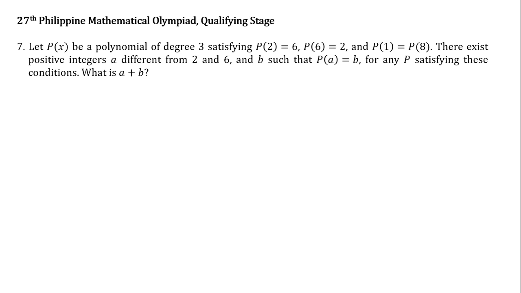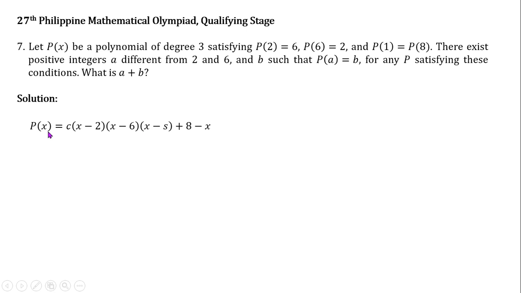Let's begin by creating a representation of the polynomial p of x by using the conditions that p of 2 equals 6 and p of 6 equals 2. So what information can we get from these two conditions? The condition that p of 2 equals 6 means that if we divide the polynomial by x minus 2, the remainder is 6. The second condition means that if we divide the polynomial by x minus 6, the remainder is 2. And since the polynomial is of degree 3, we can actually represent it with this form.